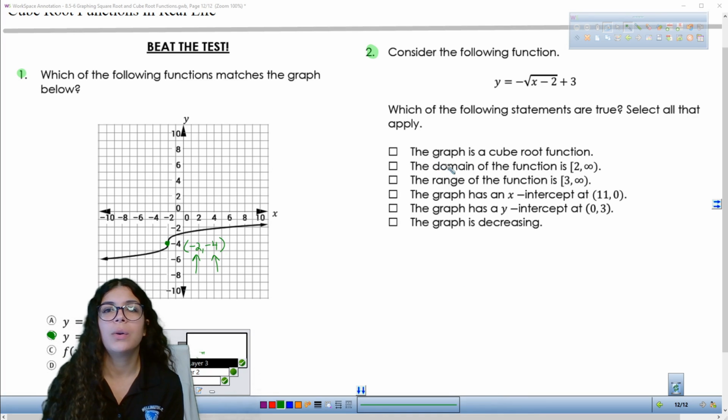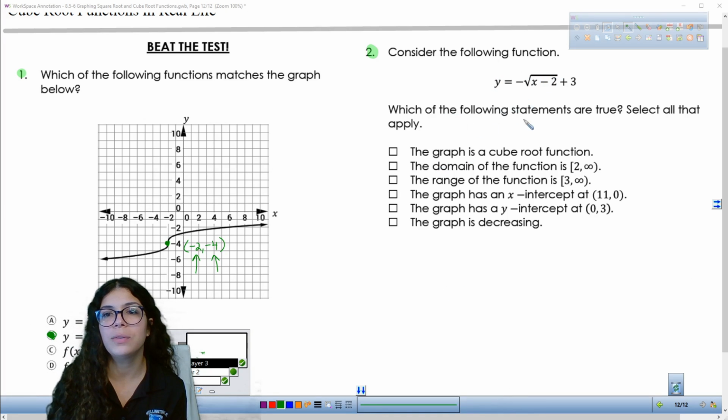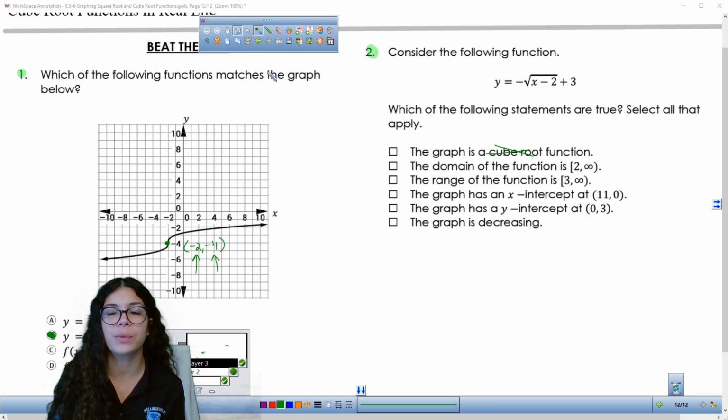Okay. So consider the following function. Which of the following statements are true? Select all that apply. The graph is a cube root function. Now that is incorrect. Looking at this function, do you see it is the square root? Now, actually, before I continue to read those, let's talk about this function. So it's a square root function, right?